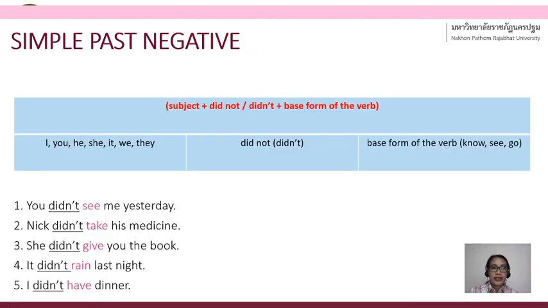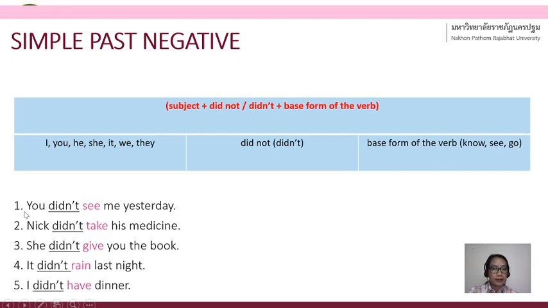We will also discuss simple past negative. So the formula here you have to take note is subject plus did not or didn't plus base form of the verb. So the subjects are I, you, he, she, it, we, and they. And the negative, did not or didn't. And the base form of the verb, know, see, and go. So these are the few examples.